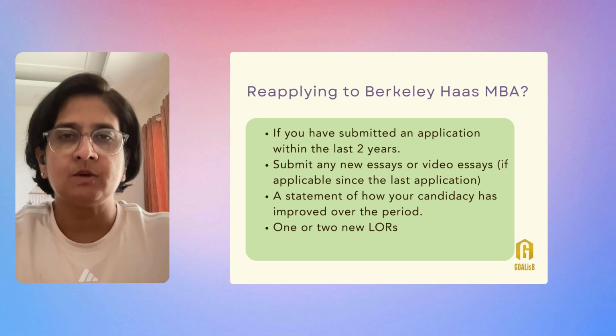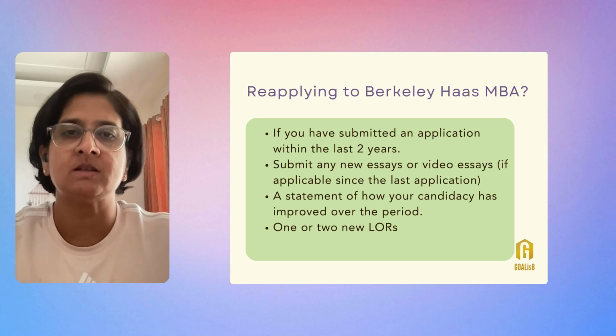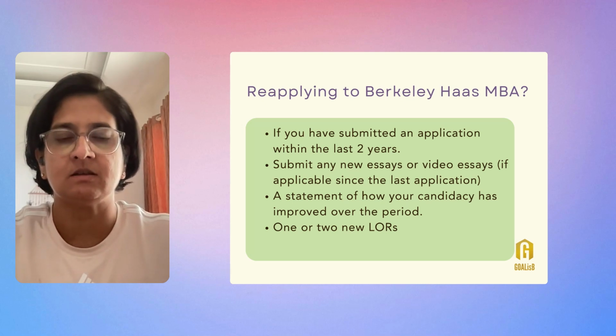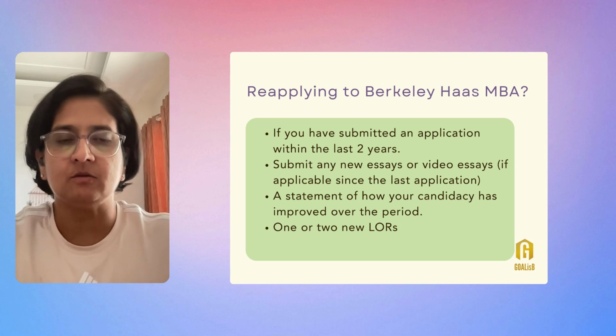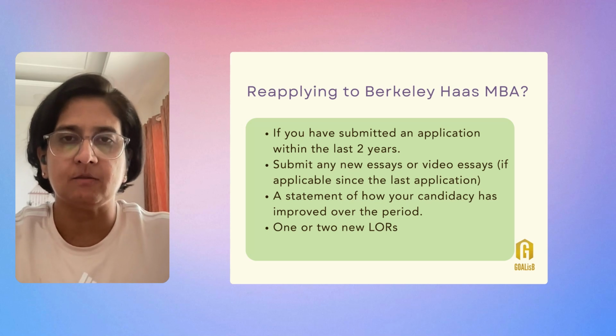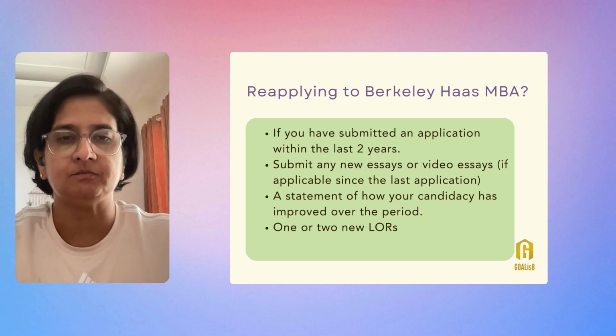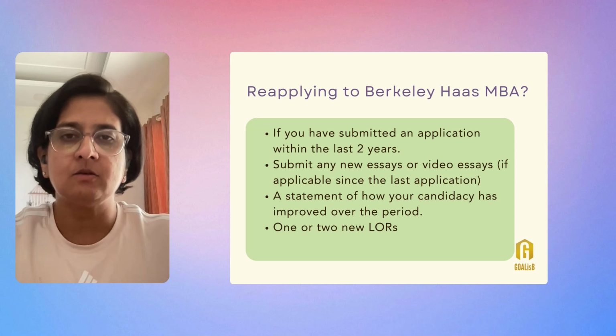So if you are reapplying to Berkeley Haas, what is it that you would require? If you have submitted your application within the last 2 years, then you will qualify as a reapplicant. And in that case, you need to submit the new essays or the video essays which are applicable since the last application, and a statement of how your candidacy has improved over the period. So this is the regular reapplicant essay, which is usually asked for by any business school. Plus, you are also advised to submit 1 or 2 new LORs with respect to your new application. So this is for the reapplicants.